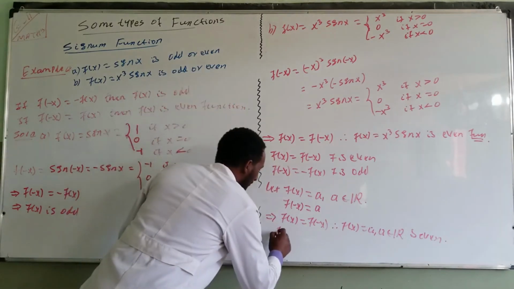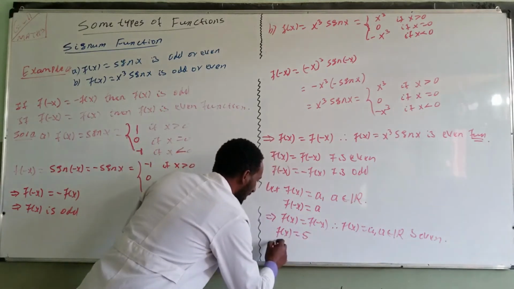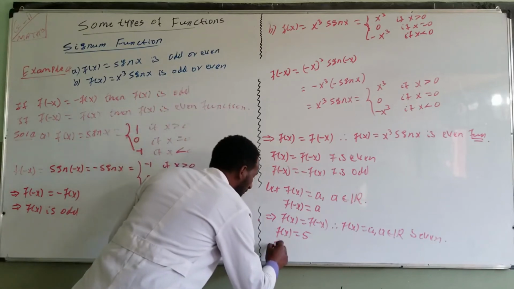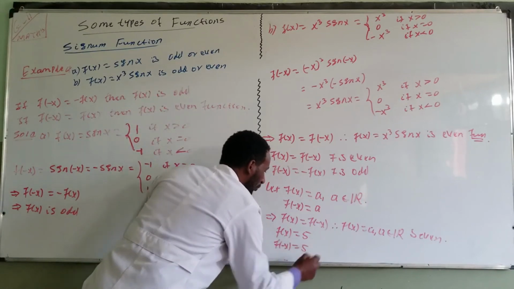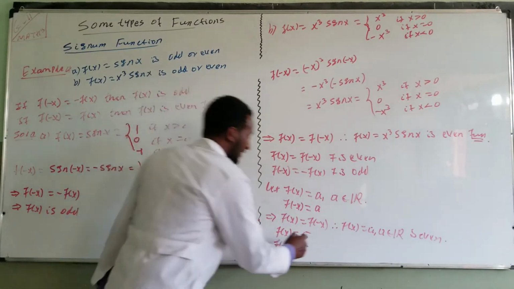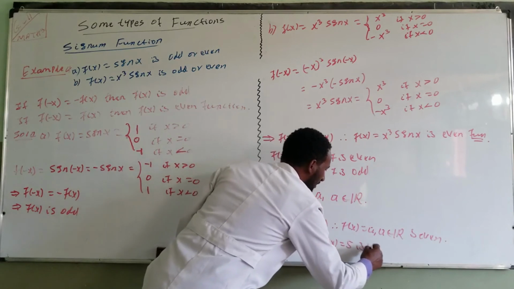Let us say f of x is equal to 5. Also, when we find the parity of this function, f of negative x is equal to 5. F of negative x also is 5. This shows that f of x is equal to 5 is an even function.